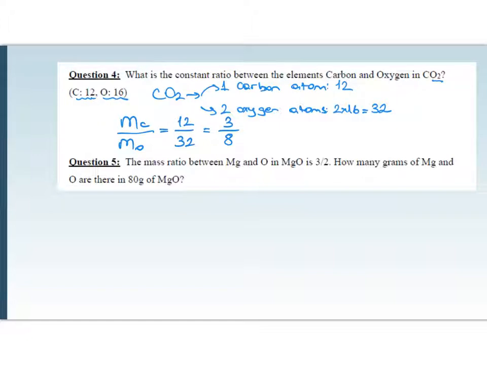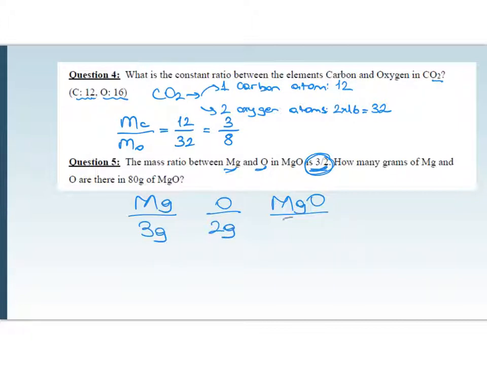What else? The mass ratio between magnesium and oxygen is 3 over 2, respectively. Now, please, for these questions, always make a table like I do. You have magnesium here, you have oxygen here, and you have your compound here. Now, this 3 over 2 means for every 3 grams of magnesium, you need 2 grams of oxygen. So you end up with 5 grams of magnesium oxide. So this is the idea for constant mass ratio, to be able to fill this table with the correct data.